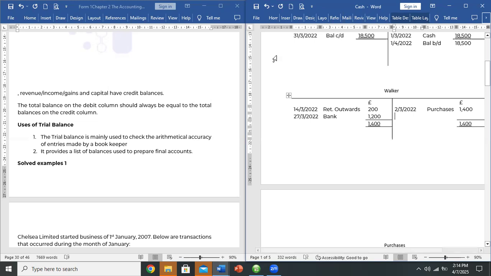Okay, so professors, on that note, I believe that we are comfortable with balancing of an account and extracting the trial balance. So hopefully Wednesday we'll take a big question, pass the double entry, balance the account, and extract a trial balance.